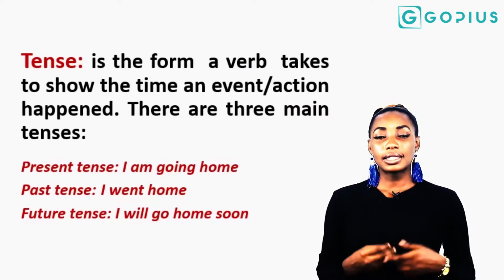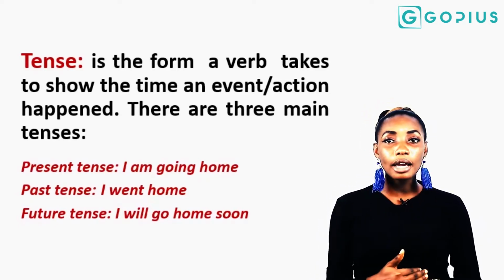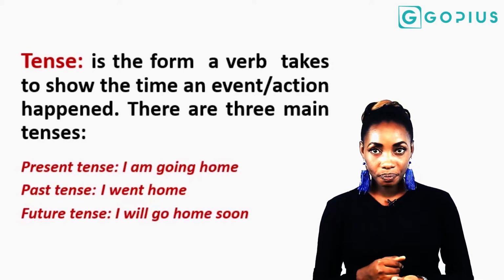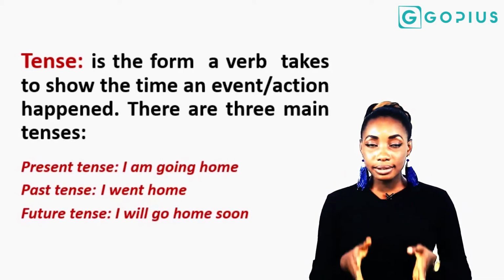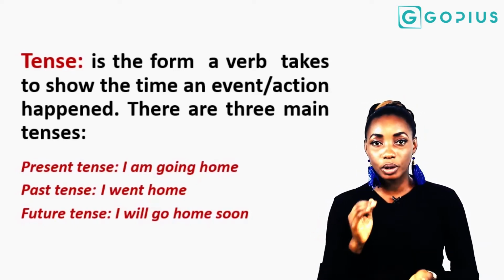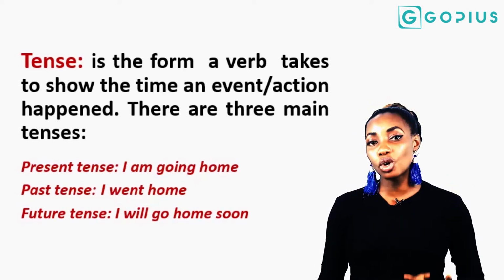So for the next, we have tenses. Tense is the form a verb takes to show the time an action or event happened or is happening. There are three main tenses in the English language. We have other ones, but these are the main ones. We have the present, past, and future tenses.